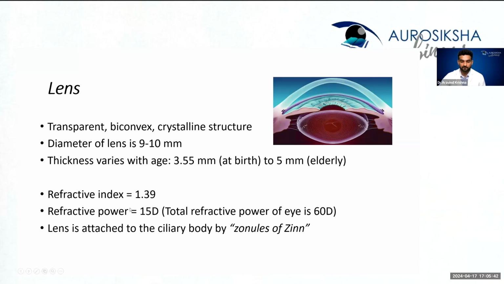The refractive power of the lens is 15 diopter. So the total refractive power of the eye is 60. I hope you all remember, 45 diopter is contributed by the cornea, and the remaining 15, which we did not discuss there, is here. It is the refractive power of the lens which contributes the remaining. And the lens is attached to the ciliary body by the zonules of Zinn.